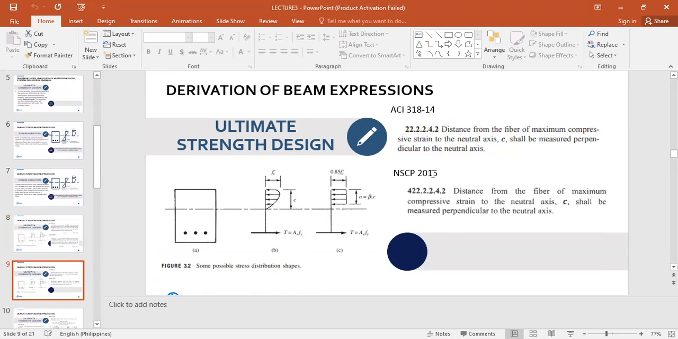So again, continuation. Let's discuss this distance C over here. According to the ACI code, the distance from the fiber of maximum compressive strain to the neutral axis C shall be measured perpendicular to the neutral axis. So we have here the neutral axis, and here we have this perpendicular distance, so-called C. It's the same, no? As you can observe, it is the same definition as in NSCP 2015. They only vary in units. Okay?